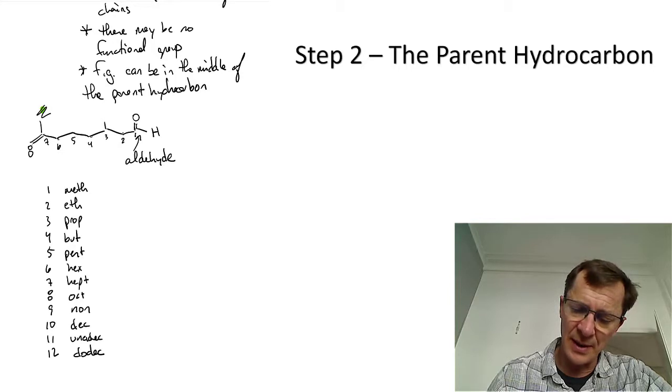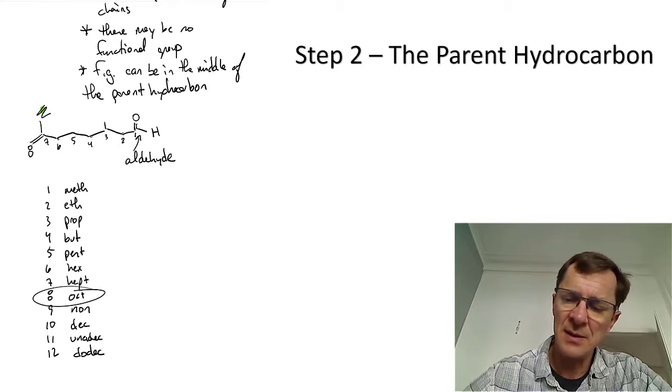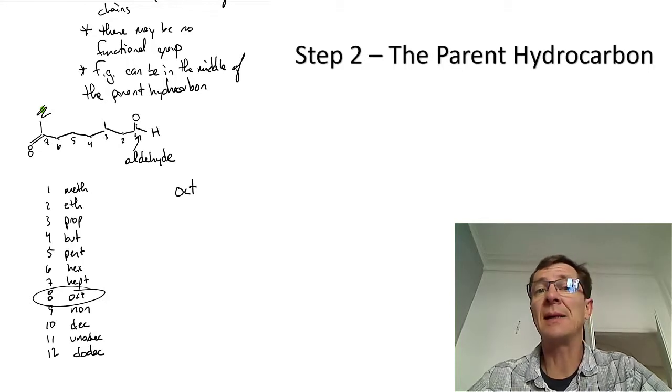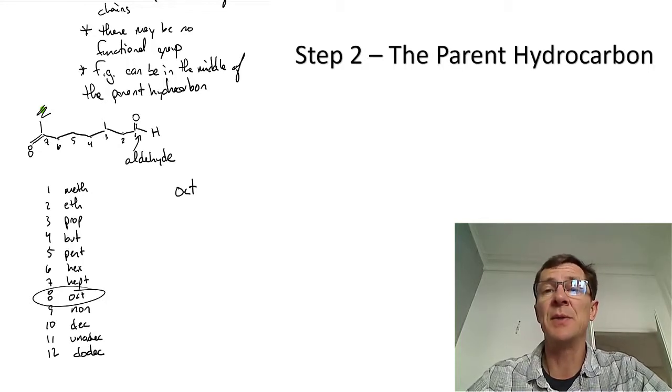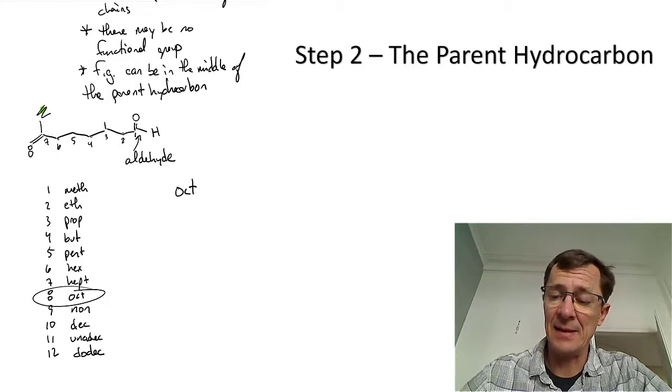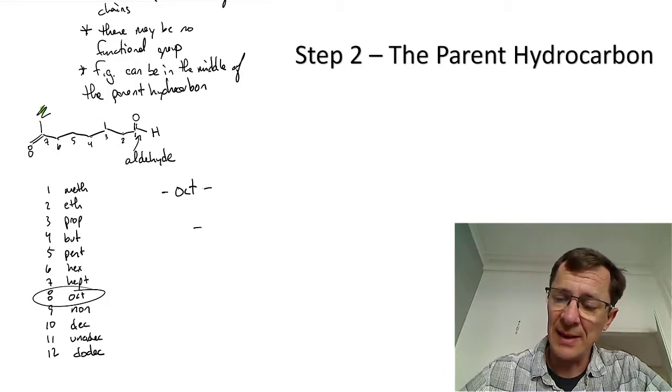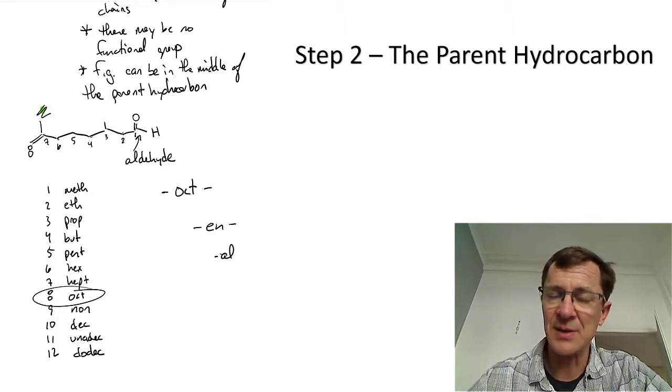So for this, we are looking at oct, which is 8. And it is an alkene, which means it's not an ane, it's an ene. So we have an oct in here, we'll have an ene in here, and of course, it's an aldehyde, so al.